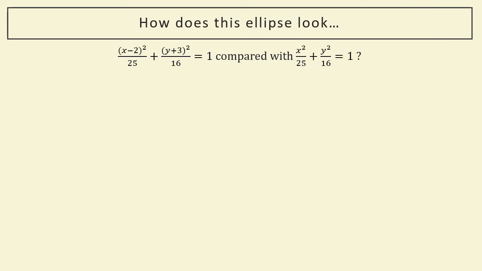All right, let's look at a more general ellipse then. So if you remember, we looked at shifting the center of circles. If we've got x minus 2 squared over 25 and y plus 3 squared over 16 equals 1, how does that compare to where we just had x squared over 25 and y squared over 16? Have a think. Again, pause the video if you want to have a think about what that would change to now.